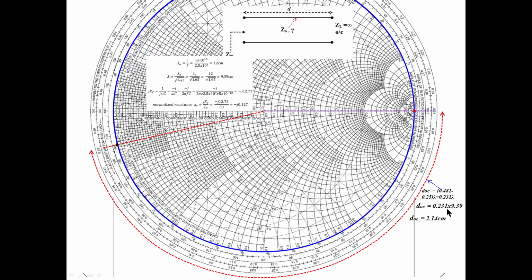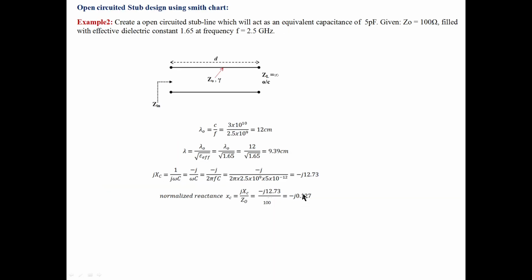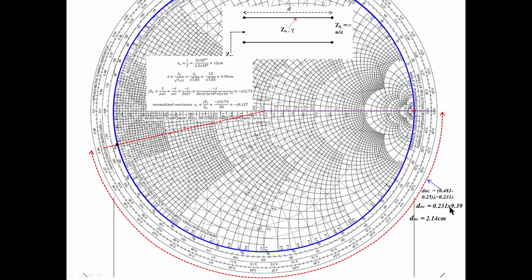That is 0.231 lambda. But you should multiply by lambda to get the actual value. What is the value of lambda? We found it earlier: lambda is 9.39 centimeter. Multiply with that and you will get 2.14 centimeter. That is the length of this transmission line, the open circuited stub line.